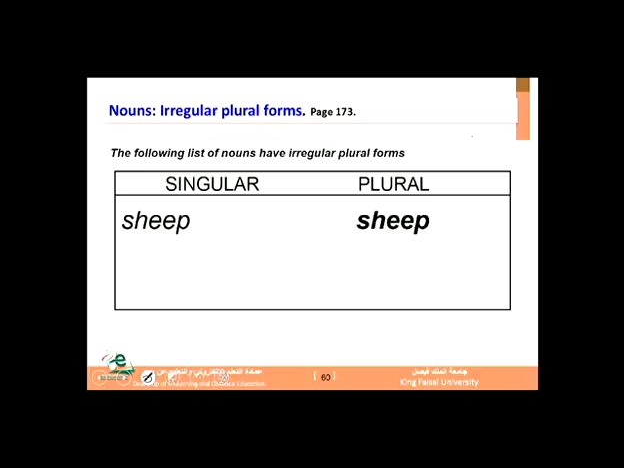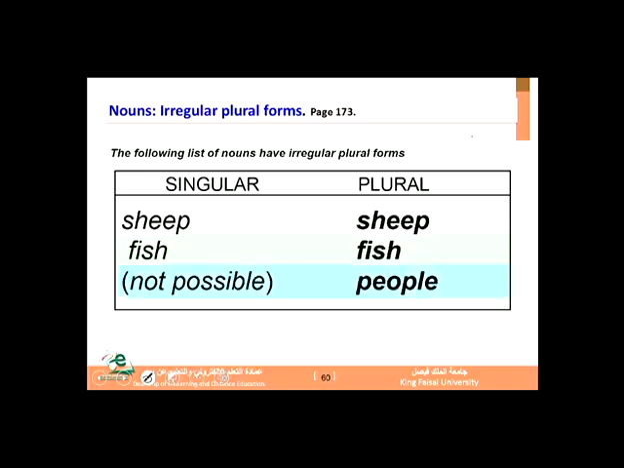So those are nouns that have irregular plural forms. Similarly, fish stays as it is, where it is not fishes, but fish. There is no change, and fish is the plural. There is also the word people, which is always plural. There is no way you can use the word people to indicate the singular.